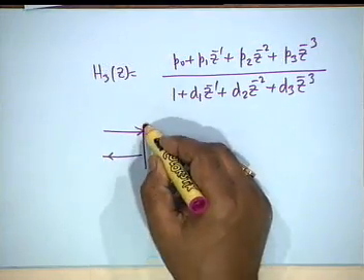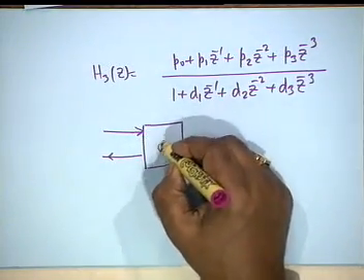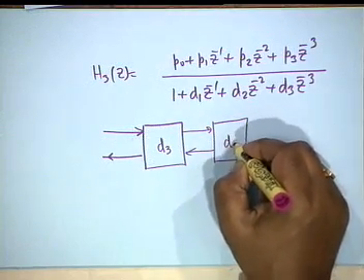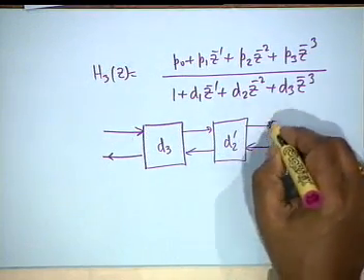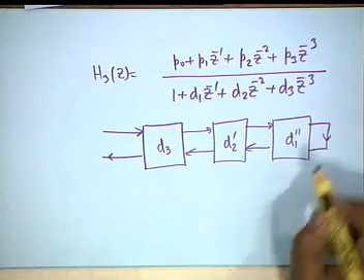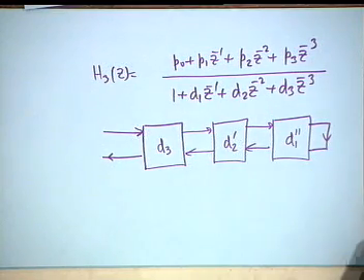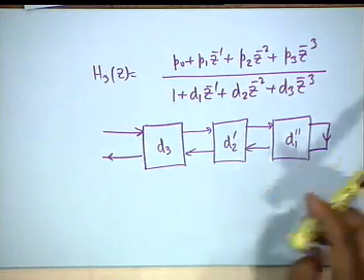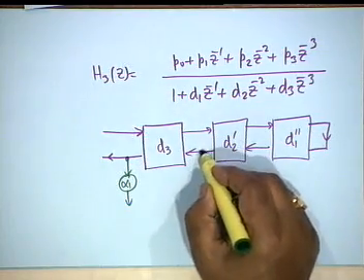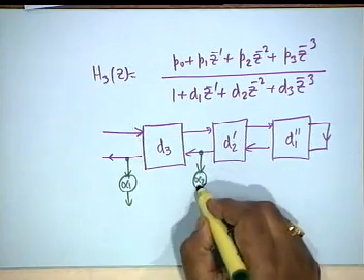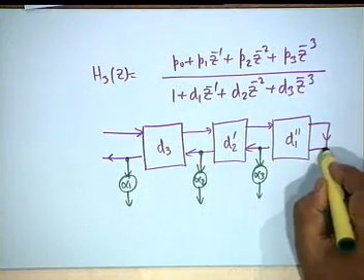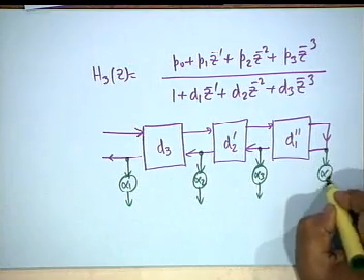the lattice with 3 parameters, d3, d2 prime, d1 double prime, and then a straight connection. You take now tappings from here, call this alpha 1, from here call this alpha 2, from here call this alpha 3, and from here call this alpha 4 and add them together.